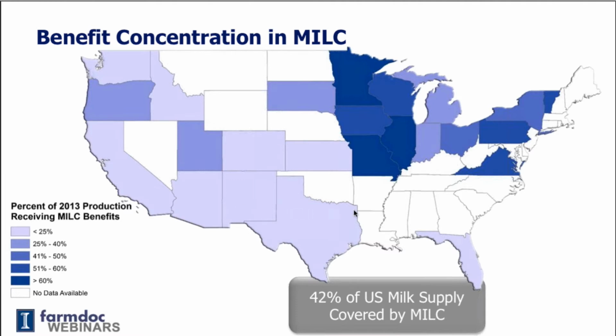If we look here, we can see that only 42% of the U.S. milk supply was covered by the MILC program, and benefit concentration was heavy in the upper Midwest. Larger dairy farms who exceeded that 3 million pound production cap received very little benefits from the MILC program. See here, California, less than 25% of their milk supply was covered by MILC.